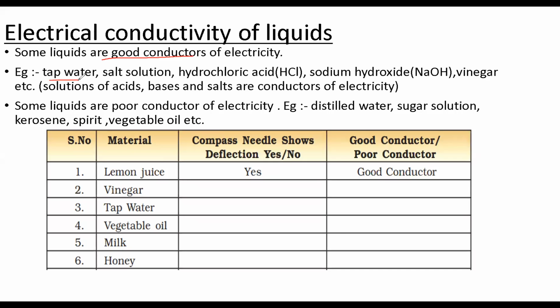Tap water means groundwater, or it can be sea water, or even the water from any water body. They are all good conductors of electricity. Then salt solution. Generally the salt used is NaCl, sodium chloride. If it is mixed in water, the conductivity of water increases.